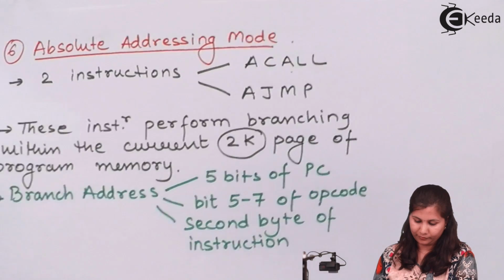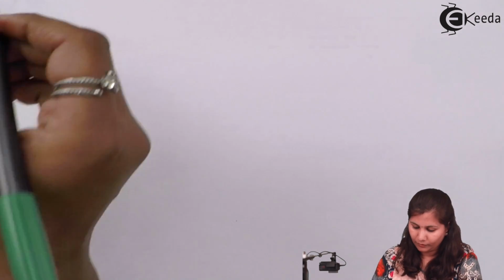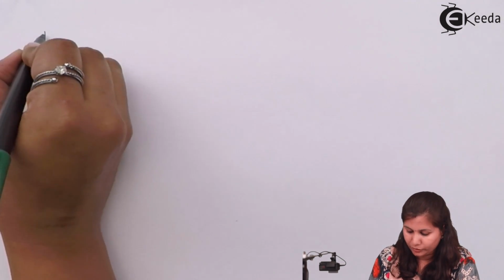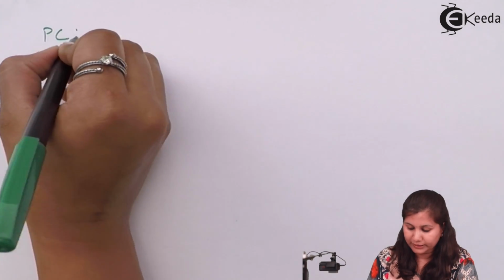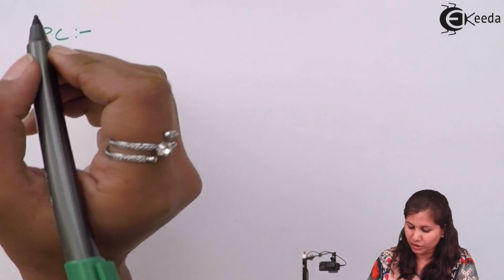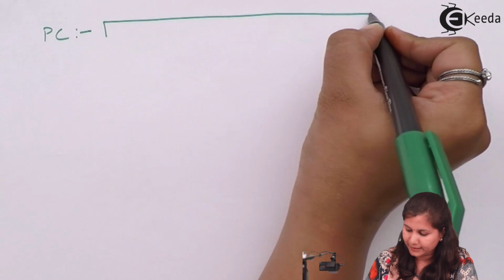Let's see. Suppose this is our program counter. Now the program counter is a 16-bit register, so it will have the 16 bits here.